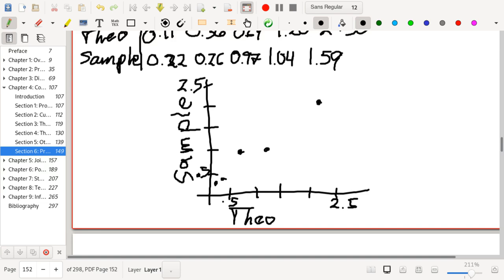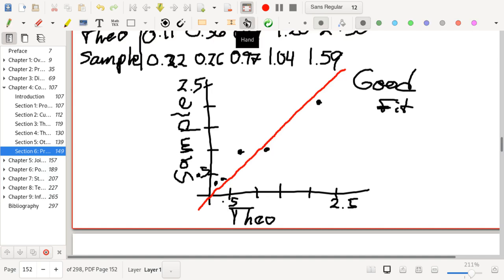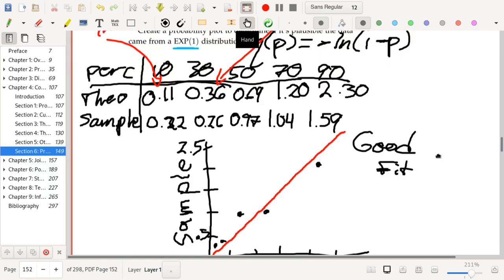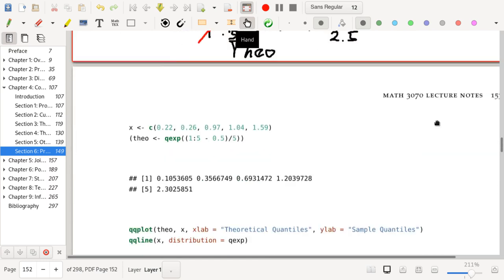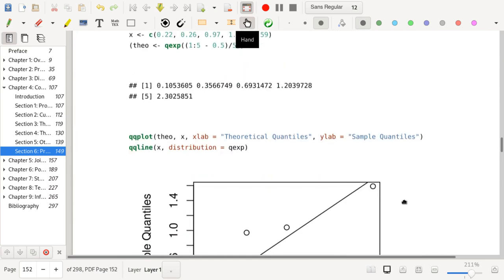Okay, and for our straight line that we're comparing against, we got something looking like this. And my judgment is that this is a good fit, that this is pretty linear. So it seems appropriate to say that the data set did come from an exponential distribution with parameter 1. And I also know for a fact that it was created by such a distribution, because I'm the one who made it.